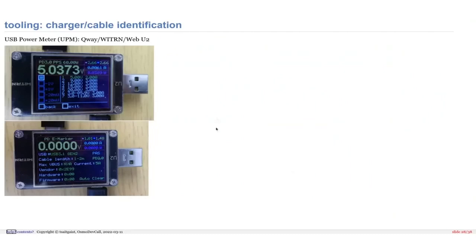But this is really just so you don't directly play with power delivery, because you cannot control the device. The WebU2 doesn't allow you to actually see this data. It only allows you to read power, the current and voltages. So if you want to play with power delivery, this tool is not good enough. This is just to identify charger and cable.